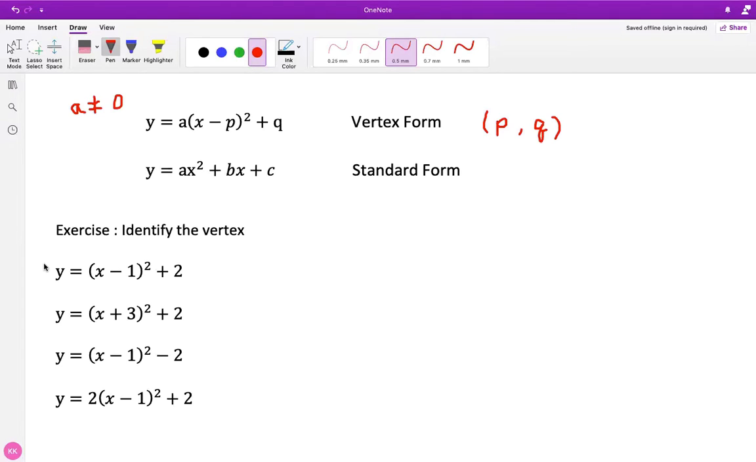To find the vertex of this function, I need to figure out the p value and the q value. The p value is inside the bracket. In this case, we have (x - 1) squared + 2. The x-coordinate of the vertex is positive 1, because the sign inside the bracket is negative, so the p value is positive. We have positive 1 for the p value. What about the q value? The q value is the outside constant, so we have positive 2. The vertex for this quadratic function is (1, 2).